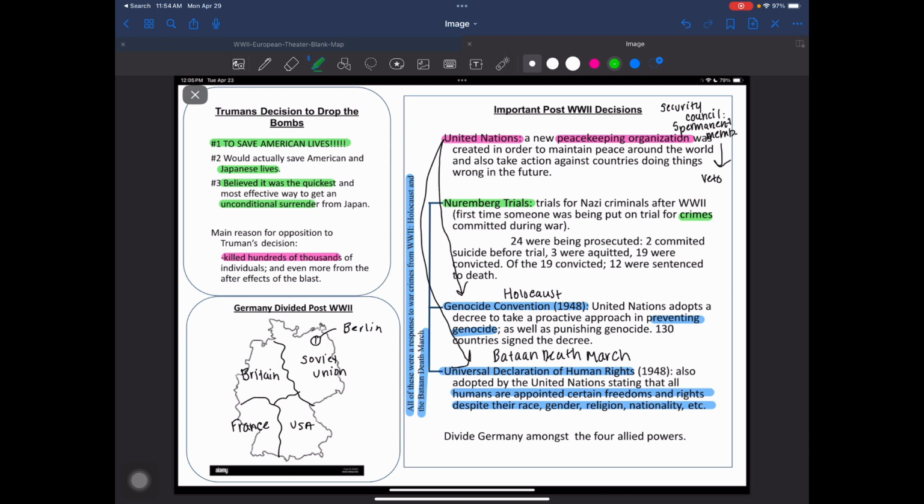And you can kind of see the original numbers there. It says 24 were being prosecuted, 2 actually committed suicide before they were put on trial, 3 were acquitted, 19 were actually convicted of the war crimes, and of the 19 that were convicted, only 12 of them were actually sentenced to death.